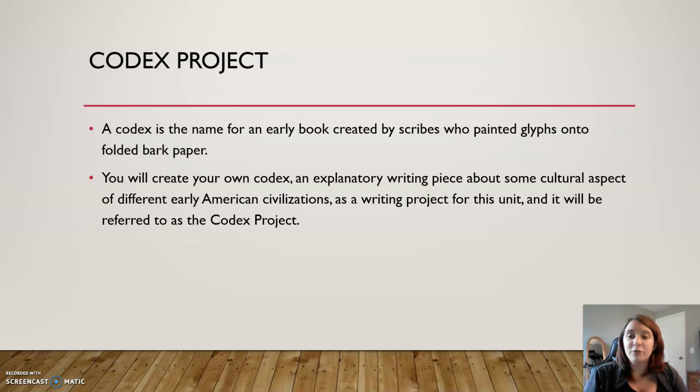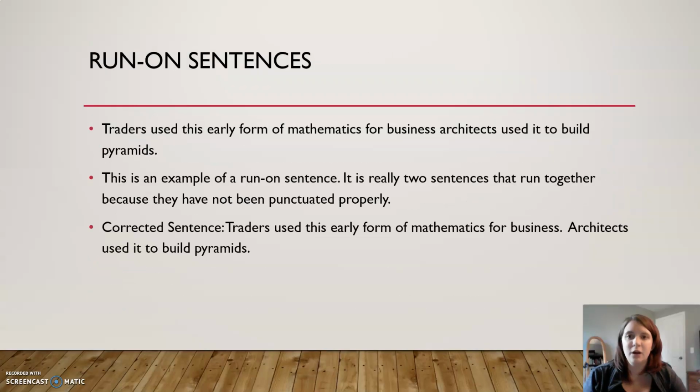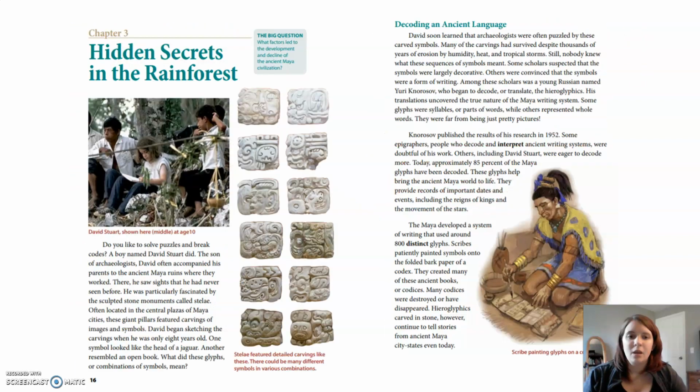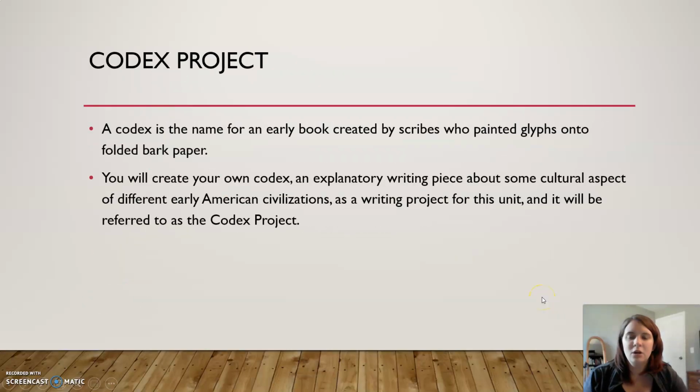This is also an introduction for our project that we're going to be working on throughout this entire unit. So I'm actually going to go back a little bit. Sorry, went too far. And we're looking at this image right here. This image, if you remember from your reading, is a codex. So this is the example of what a codex is. So a codex is the name for an early book created by scribes who painted glyphs onto folded bark paper.